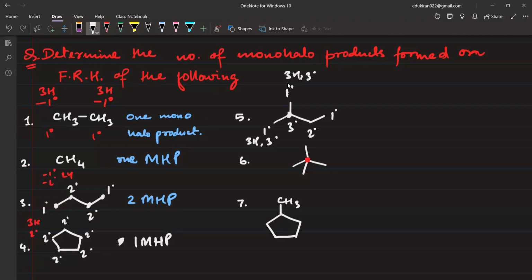What about this 1 degree? This is attached with 3 hydrogens, and it is attached with a 2 degree carbon. So this 1 degree is different. Okay, so what are same? These two are same. This one is different. This one is different, and this 1 degree is also different. So what I can say here, I will get 1, 2, 3, 4 products, 4 MHP.